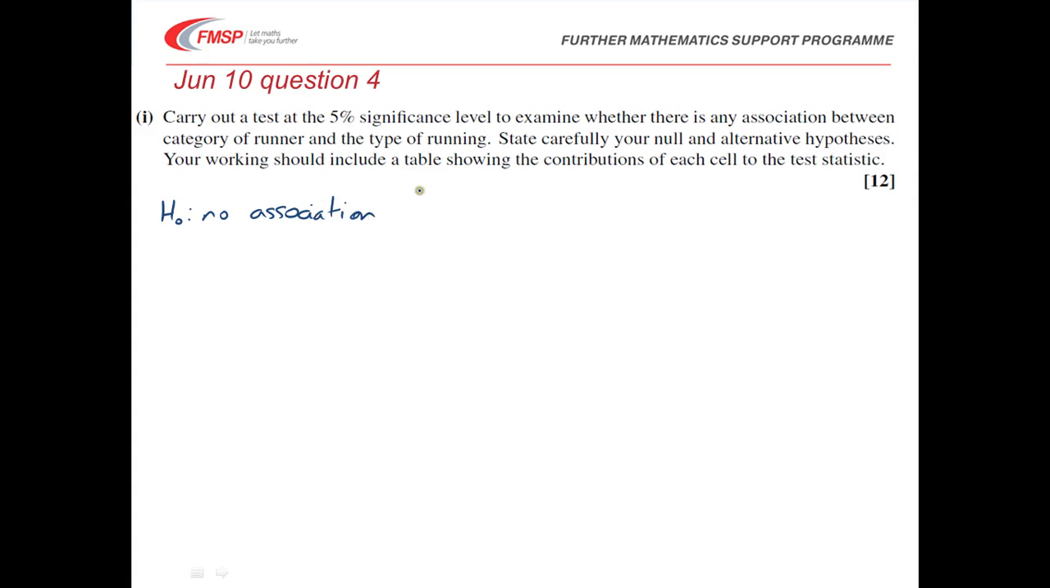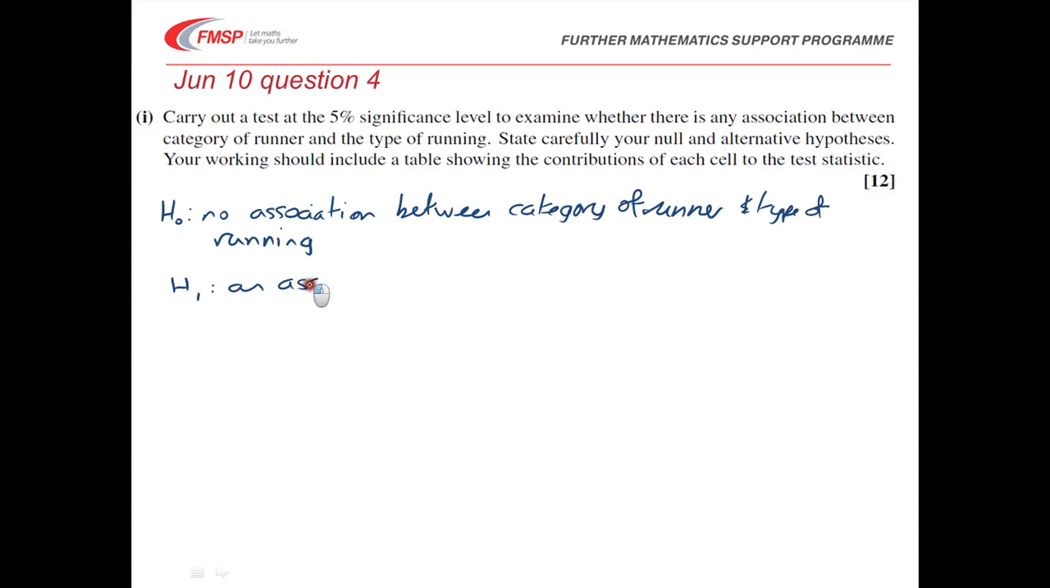We need context, so no association between category of runner and type of running. Okay, and H1 would be an association. Okay, the mark scheme says some association, but really, when we do these, we are looking for an association or not. It's hypothesis testing at this level is very black and white. It is or it isn't. So an association would be fine. So an association between category of runner and type of running.